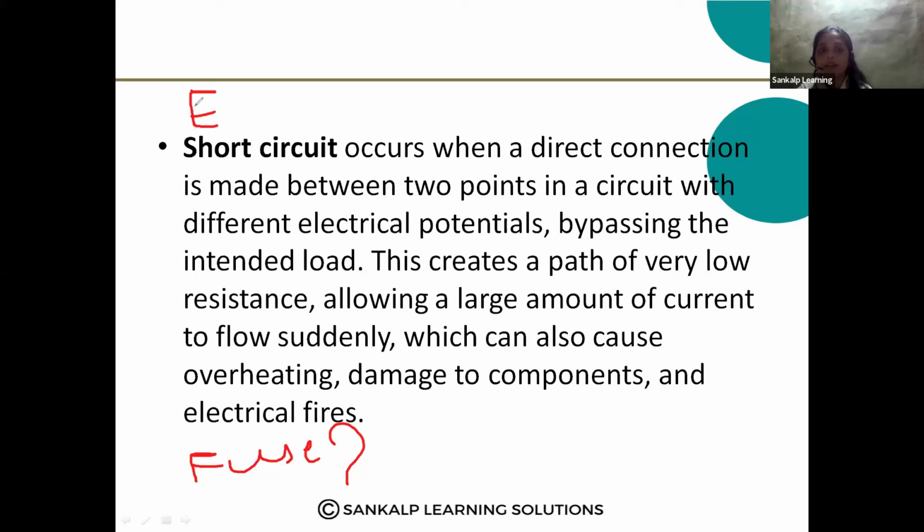What are the characteristics of the magnetic field lines? So that is very important. What are the characteristics of the magnetic field lines? So 3 to 4 characteristics are there. So that is very important.